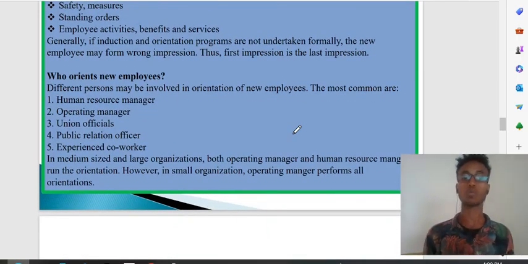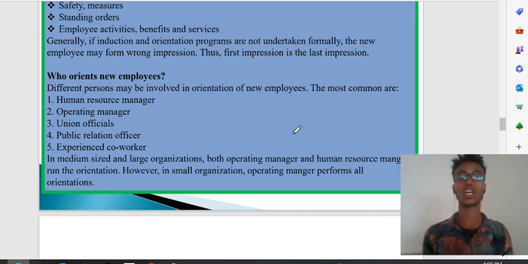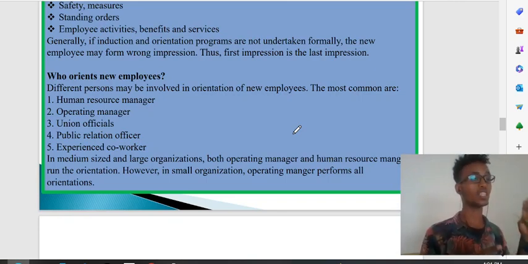Who orients new employees? Different persons may be involved in the orientation of new employees. Most commonly they may be the human resource manager, operating manager, union official, public relation official, officer, or experienced coworker.